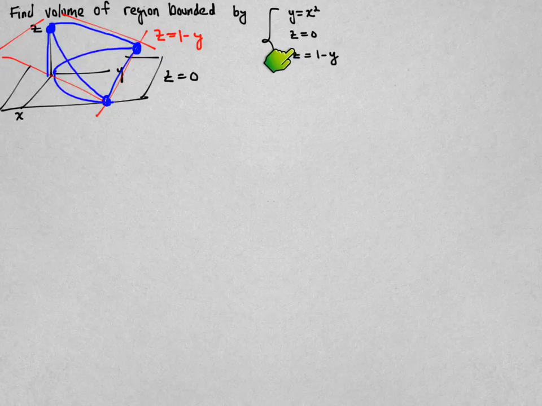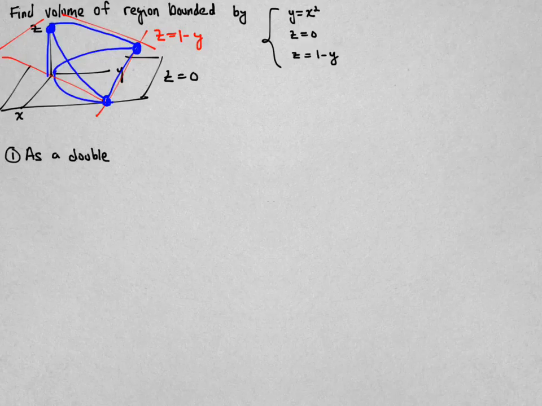On the bottom, we're going to slice that cylinder at z equal to 0, and at the top, we're going to slice it at z equal to 1 minus y. Both of those are planes. Z equal to 0 is the xy plane, and z equal to 1 minus y is a plane sloping downwards in the y direction. So here's that upper boundary of the region that we're going to calculate. And we're going to find the volume of the blue region that is cut out by those two planes along that parabolic cylinder.